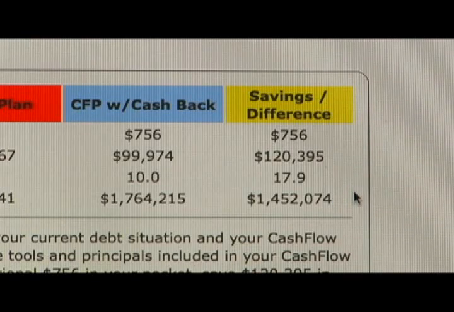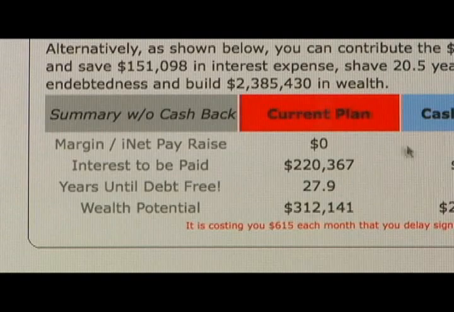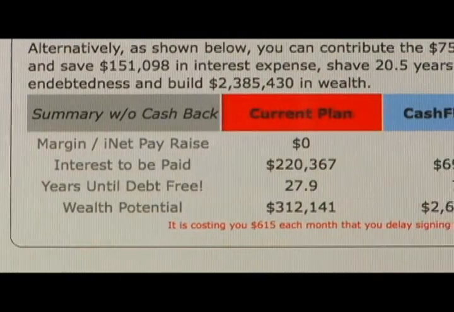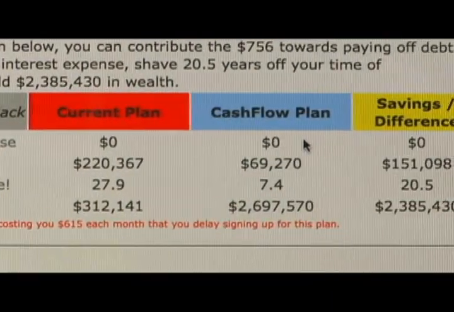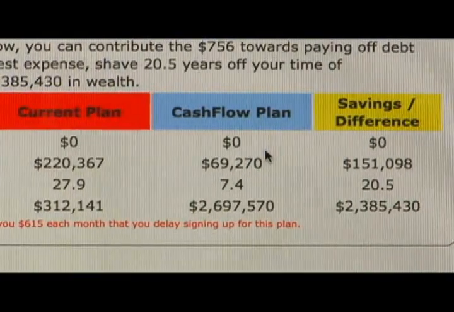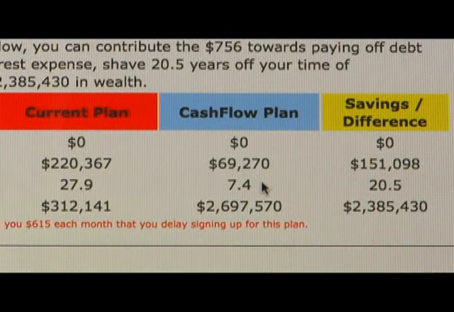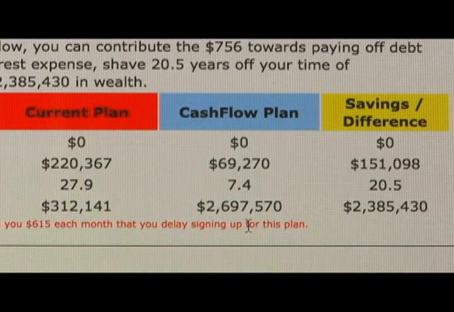I want to show you one more set of numbers here. These numbers in the red column are exactly the same as the numbers above. If they take that $756 that we're saving for them and they put all of that into this plan to power down and to get out of debt as quickly as possible, we can have them paying less than $70,000 in interest, being completely debt-free, home mortgage, everything in 7.4 years, and now having over $2.6 million, almost $2.7 million in their retirement account. That's an increase of almost $2.4 million.